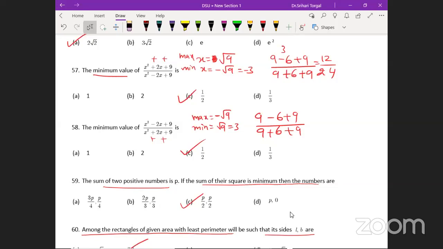Listen. If all the plus signs are in the numerator, maximum will be at plus root 9 and minimum will be at minus root 9. Okay? If the plus sign is in the denominator, then maximum will be the opposite. Okay, sir, I got it. Thank you so much.